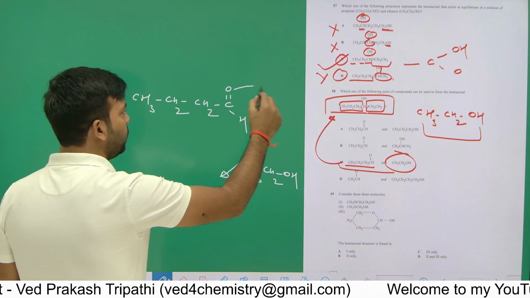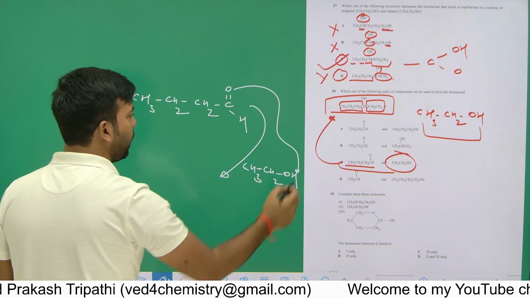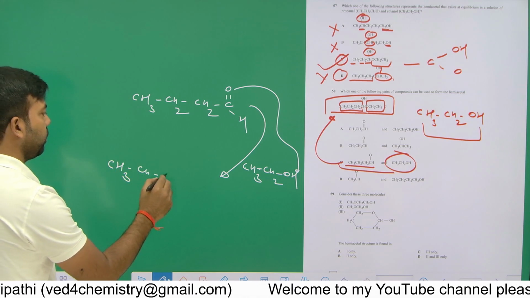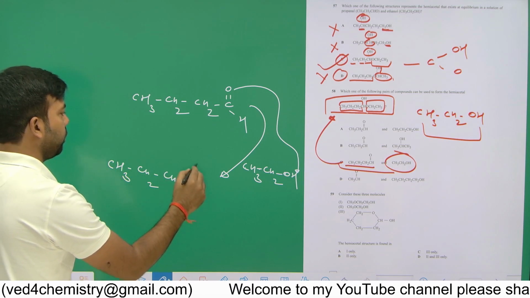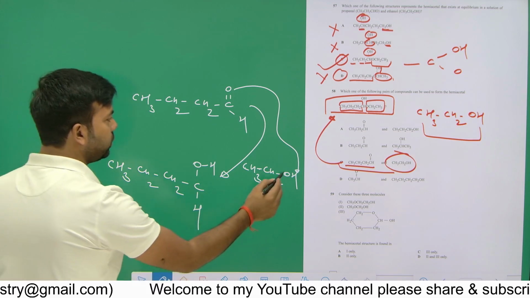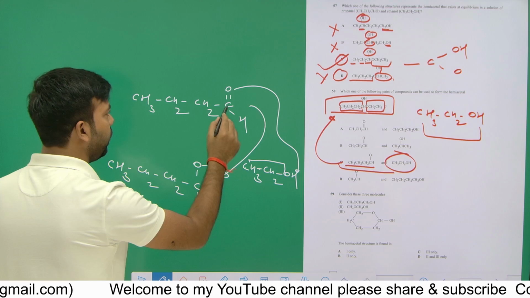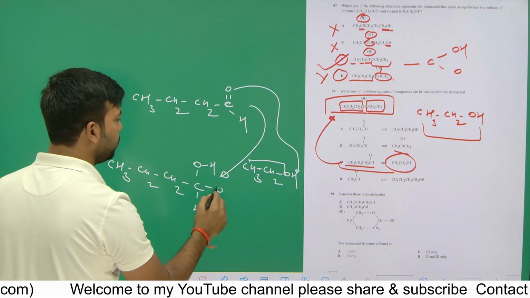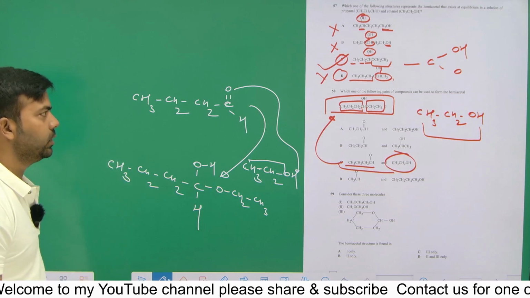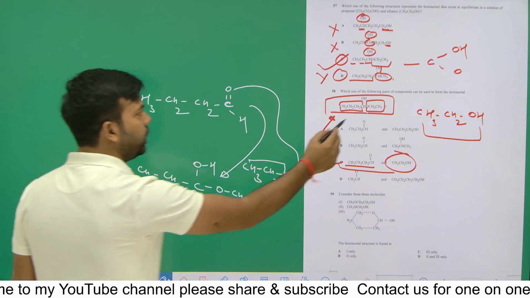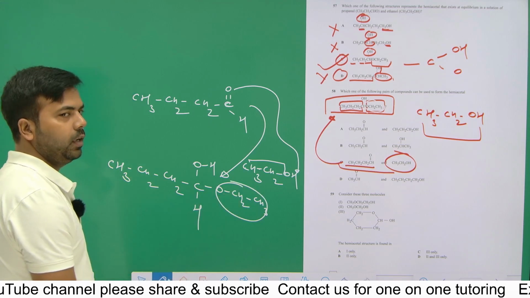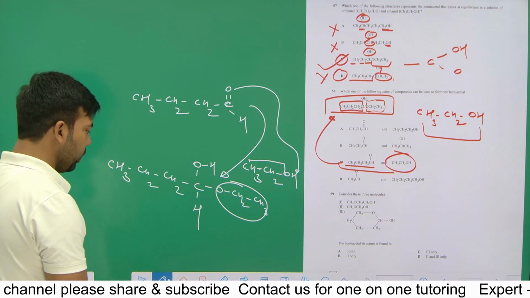So oxygen grabs this hydrogen, so it becomes OH, and this oxygen with 2 carbons attacks this carbonyl carbon, so oxygen with 2 carbons. Clear? You can see oxygen has 2 carbons, oxygen has 2 carbons. Clear? Now look at the third question.